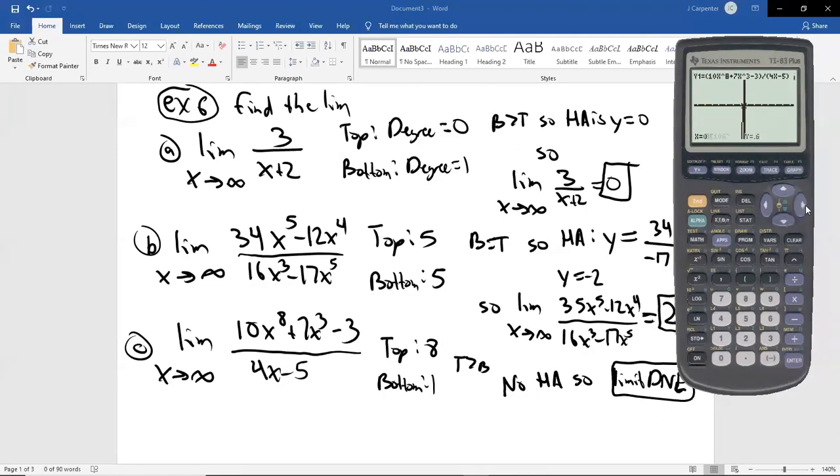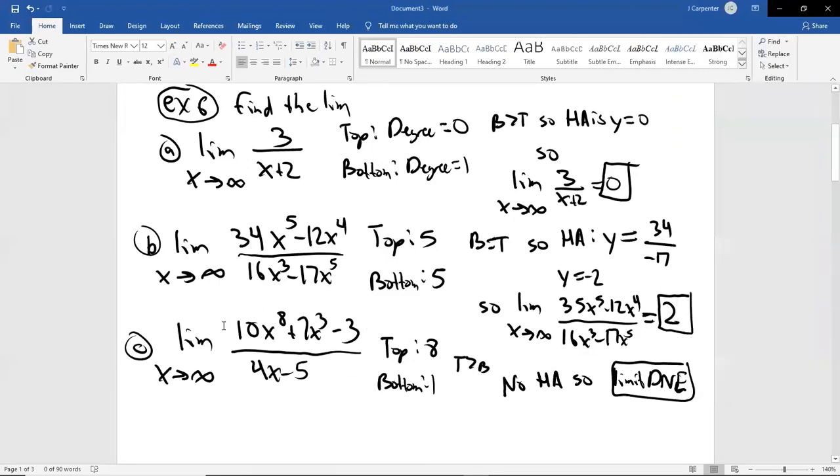And if you trace it, look, by the time we hit 1.7, we're at 407. 2.5, we're at 3,485. And that's because this top is going to get bigger way, way, way quicker because it's got an x to the 8th and an x to the 3rd. The bottom's only got a linear term. The bigger the exponent, the more it grows.